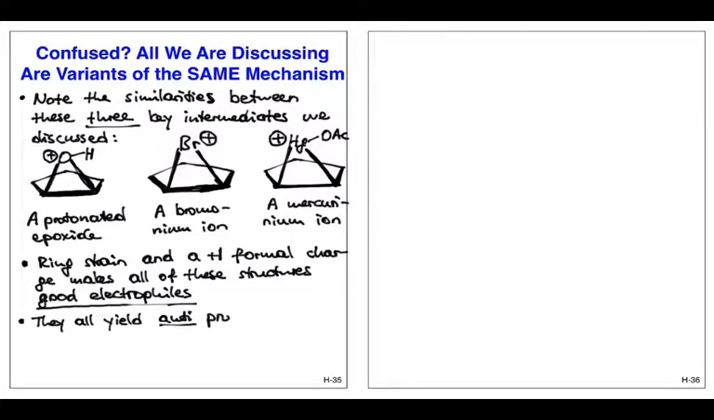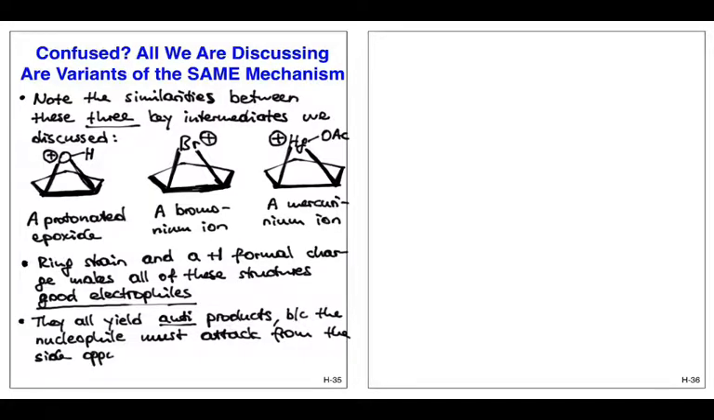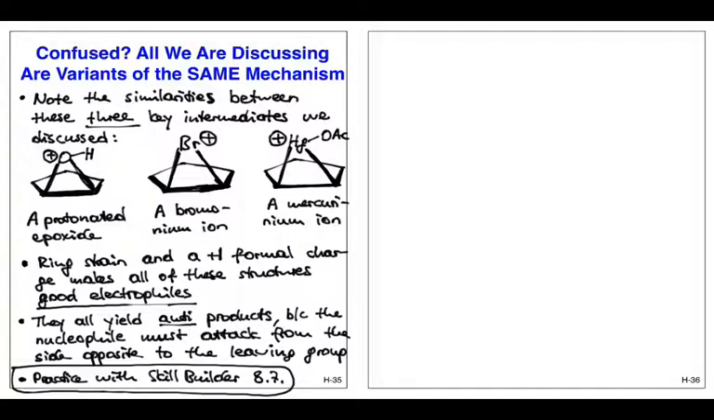The key thing is too, right, that you always open all of these intermediates up from the backside, and so you always form anti-products, right, where the nucleophile is coming in from the backside, and then, for example, the bromine is on the other side, or the OH is on the other side, or the mercury is on the other side. Very important. Don't forget about this. So the nucleophile ends up on the opposite side of the leaving group. And you need to practice this stuff. Okay, so this is with conceptual, or with skill builder 8.7.